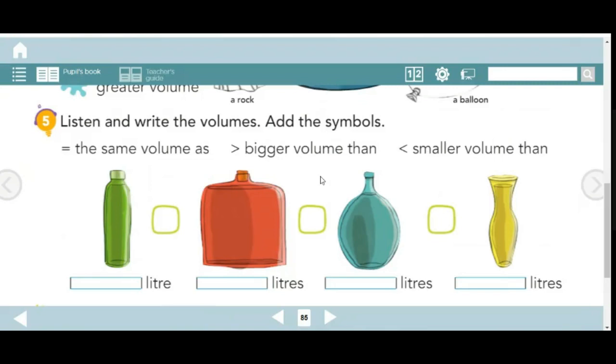Okay, so you have written how many liters on all of them, and maybe you have written the symbols, this one or this one or this one. If not, you can do it now. If you have written, you can check your answers.